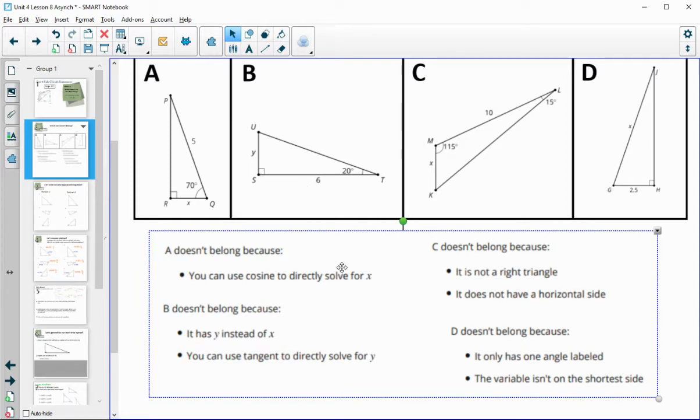Maybe C doesn't belong because it's not a right triangle and it doesn't have a horizontal side. So those could have been two options for C. And for D, it only has just the right angle measured, and the variable isn't on the shortest side. In every other one, the variable was on the shortest side. So again, just a couple options. If you had something else, that's fine.